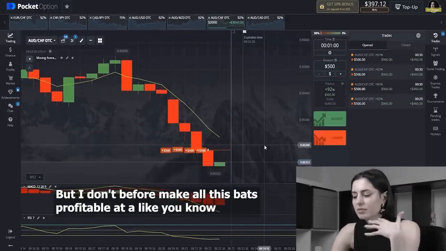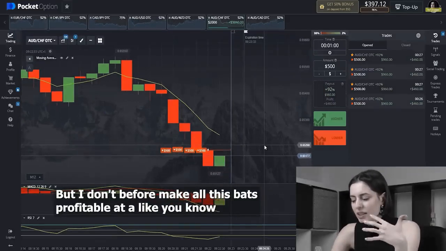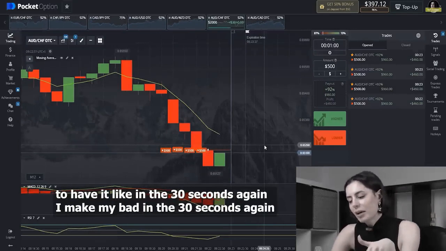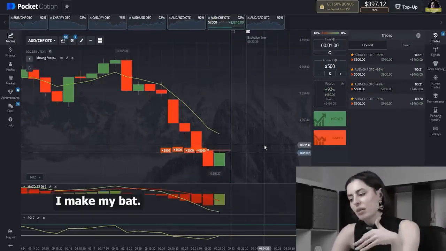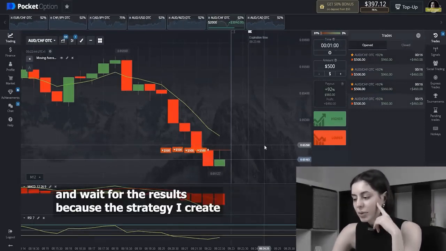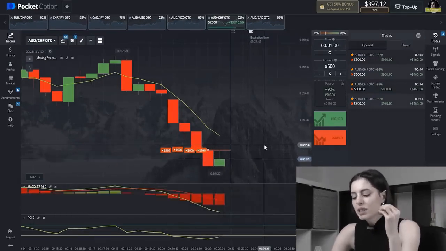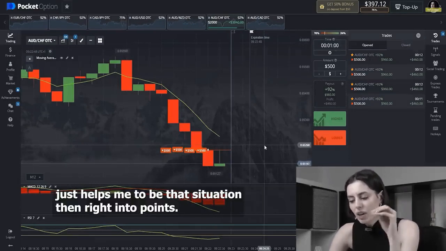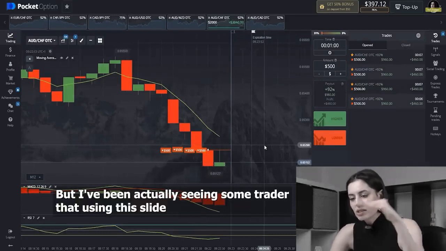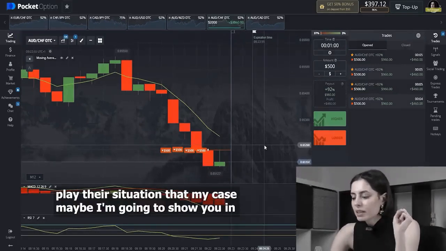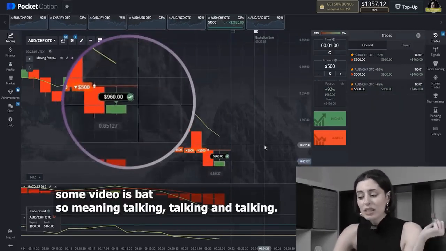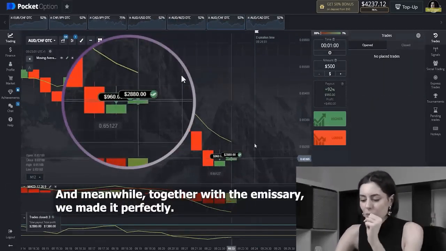But I do prefer to make all these bets profitable. I don't like making my bet again every 30 seconds. I just go full bank and wait for the results, because the strategy I created helps me read those situations, the right entry points. But I've seen some traders using this ladder approach. Not my case. Maybe I'm going to show you in some videos.